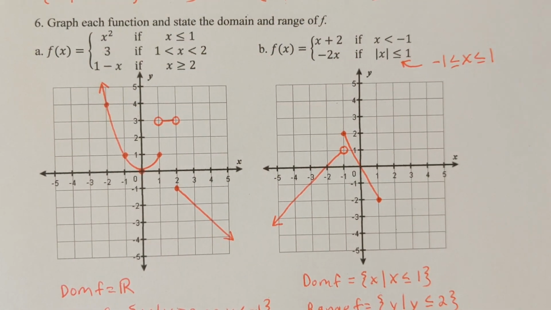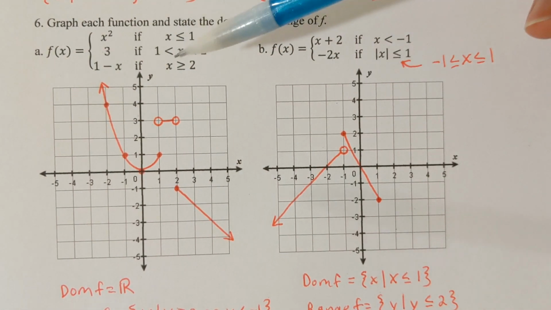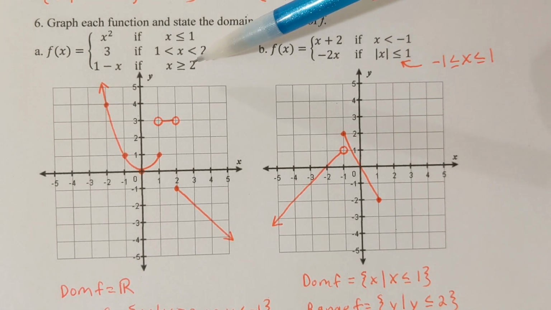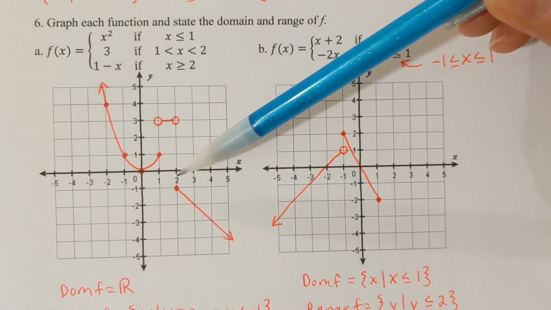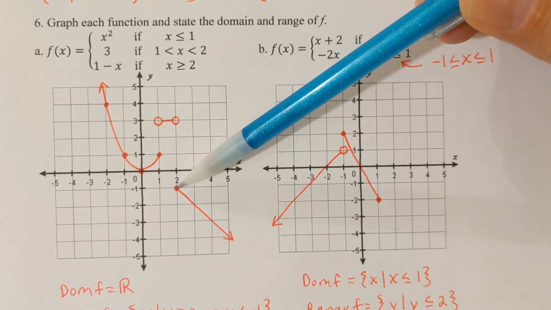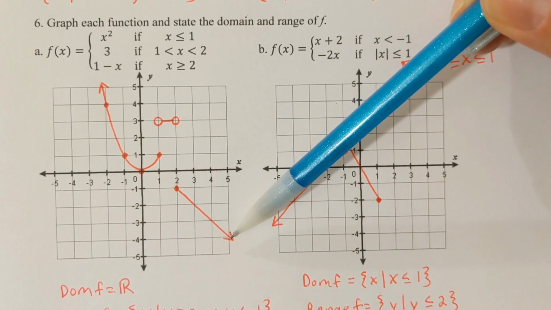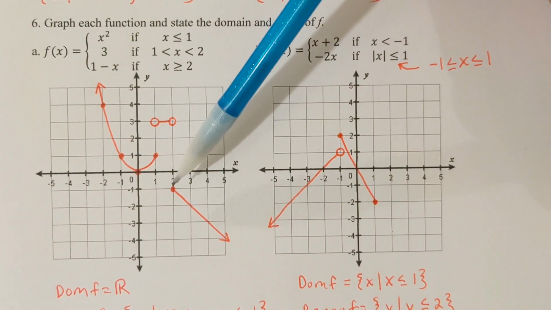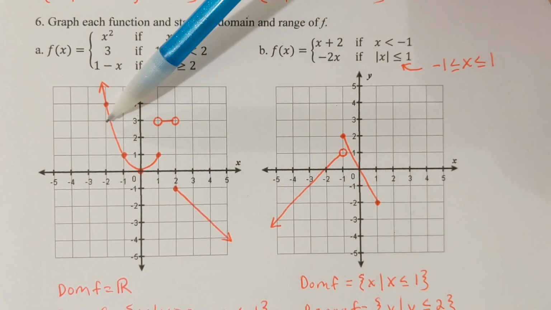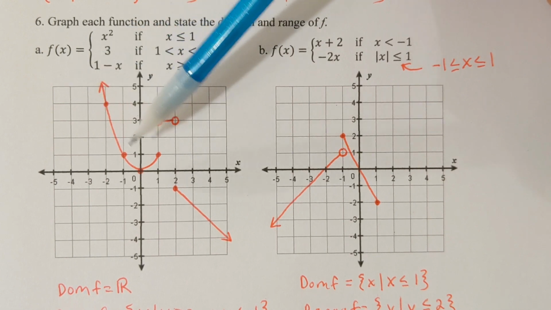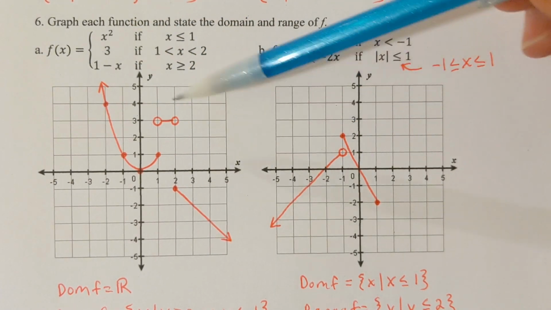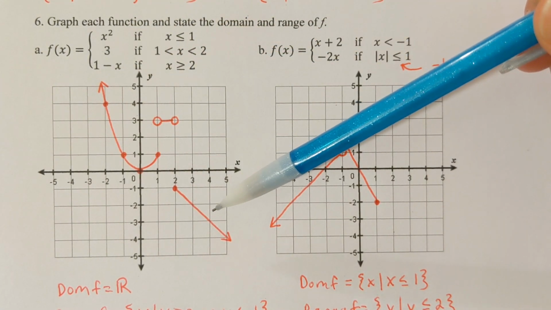Okay, now we don't want that entire line. We only want to keep the part for when x is greater than or equal to 2. So here I am at 2. When I come down to this line, anywhere that is 2 or bigger, I would keep. Anything that is less than 2, if I had drawn the rest of that line, I would need to erase. Okay. And so now my graph is complete.